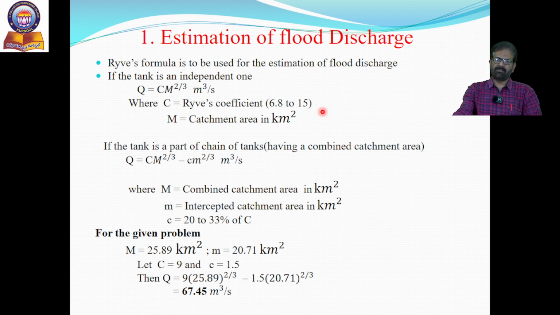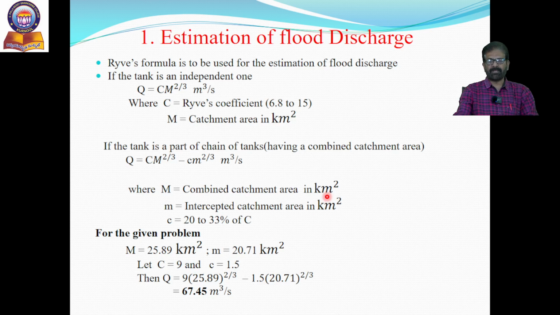If it is this case, the equation is slightly modified as Q is equal to a similar formula, CM to the power of 2 by 3 minus small c small m to the power of 2 by 3. If you observe carefully, both are the same, capital C and small c, capital M and small m. Here M is the combined catchment area. You observe the difference. In the previous case, it is only the independent catchment area in square kilometers, whereas in the second case, since it is part of a chain of tanks, the combined catchment area is to be taken as capital M. The small m is nothing but the intercepted catchment area.